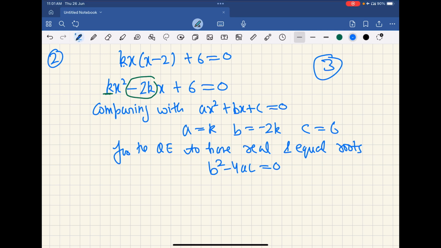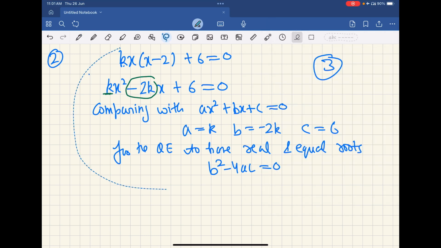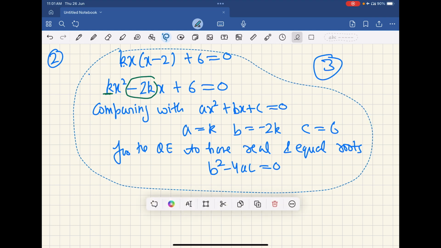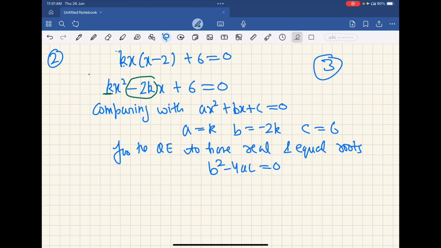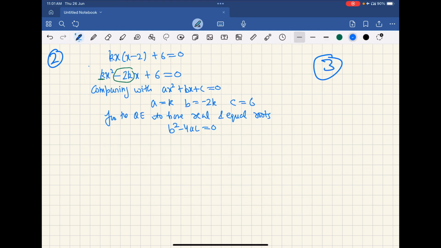ओके, so now let us go back to the question and we are solving this. So let me minimize this. Sorry, let us minimize this again and we will get this. So now let us do b². So b² means (−2k)² − 4 × a, which is k, × c, which is 6, that should be equal to 0. Now minus square is a plus, 2 square is 4, k square is this, and 4 6s are 24, so minus 24k, which is equal to 0.